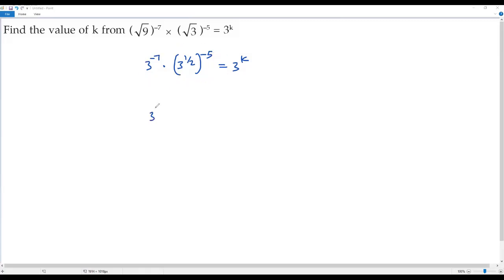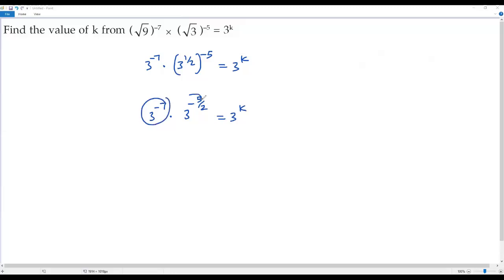So here we can write this 3 to the negative 7th power as it is, and here we have the base 3 and we have exponent 1 half, and for this complete stuff we have exponent negative 5. Whenever we have two exponents like this, we can multiply the two exponents using the power of a power rule. Okay, so then we get 3 to the power of, when I multiply 1 over 2 and negative 5, I am getting negative 5 over 2, because 1 times negative 5 is negative 5 divided by 2. So the product of 1 over 2 and negative 5 is just negative 5 over 2 equals 3 to the kth power.